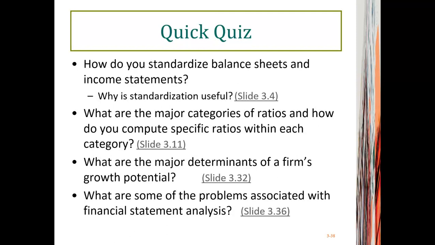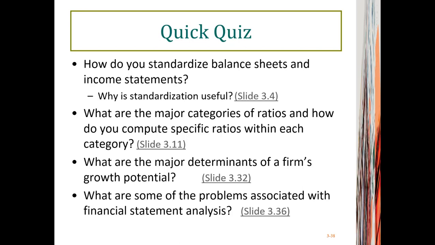And here are some quick quiz questions. How do you standardize the balance sheet and income statement? We already fixed this one after the break. What are the major categories of ratios, and how do you compute a specific ratio within each category? So here I want you to print that ratio formula slide, and make sure it's handy when you need to deal with the homework questions.